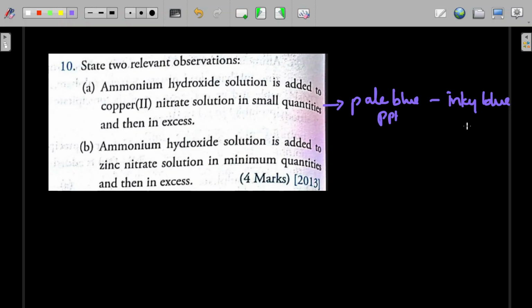Simple. Initially, or when you add drop by drop, we'll get a pale blue precipitate, which dissolves in excess of ammonium hydroxide and forms an inky blue solution. Same thing, see, this is also the same. Whatever we have seen in the previous question, that one only. Iona, can you tell me?